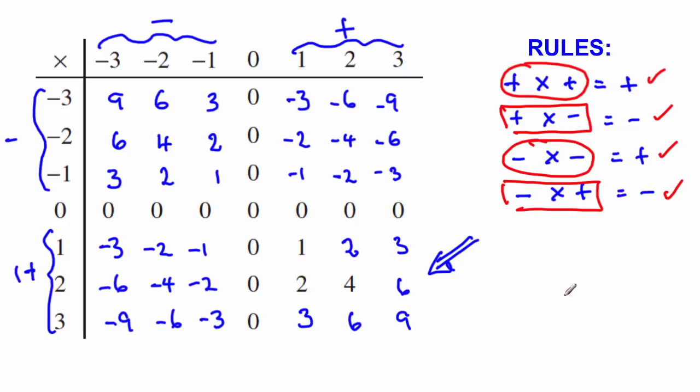So the rules work out that if you've got two positive numbers multiplied together or two negative numbers together, the answer is going to be positive. Likewise, a positive times a negative or a negative times a positive, the answer is going to be negative.